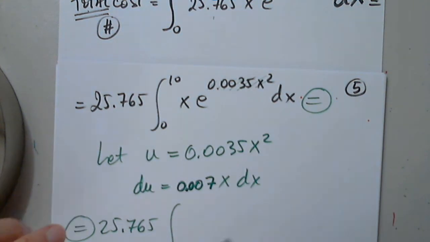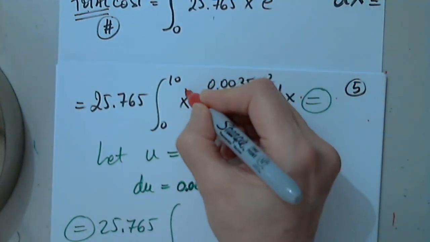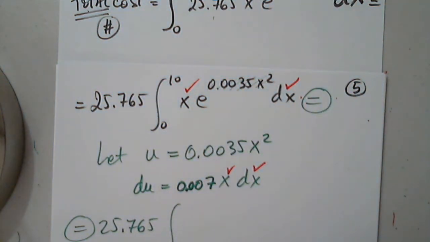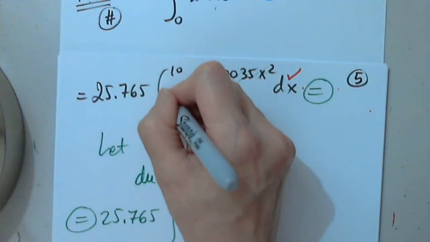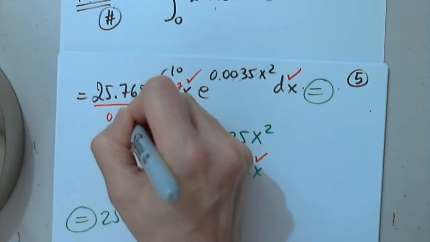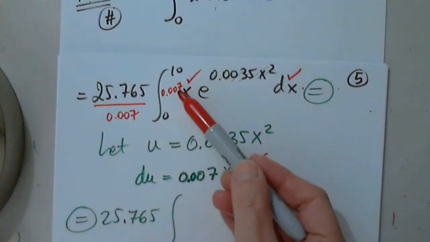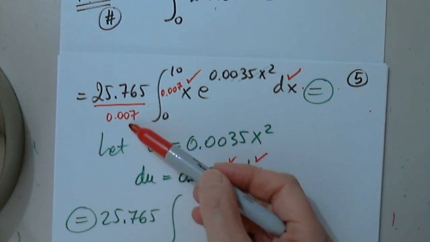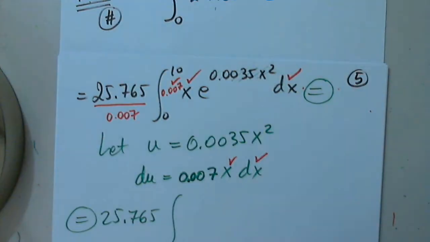Perfect. So let's see what we have and let's see what we don't have. I have the most difficult part. What I don't have is a number. Who cares? I can always multiply by 0.007 and divide by 0.007. A number I can always make up. Multiplying and dividing by the same number doesn't change anything. That's 1.